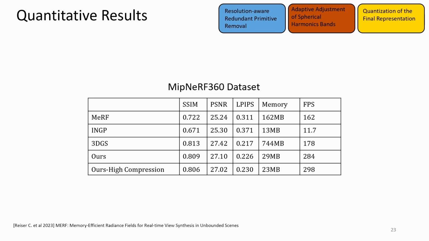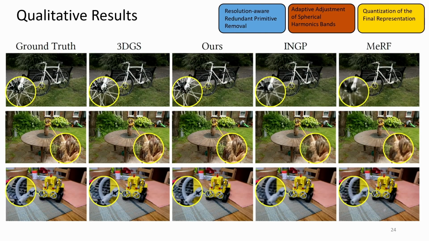Here we compare with InstantGP, MERF, and the original 3D-GS model. MERF is a streamable NeRF model that renders at high frame rates. We can see that our model achieves only slightly worse quality than 3D-GS, while having memory that is comparable to InstantGP and way lower than MERF. Also, we achieve a higher frame rate just because we have a lower number of primitives that we need to render.